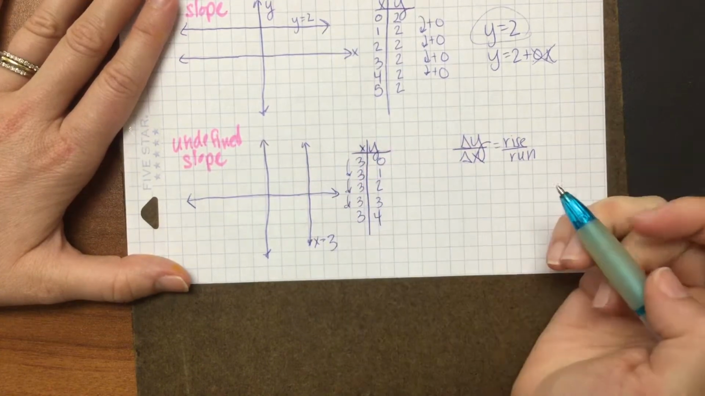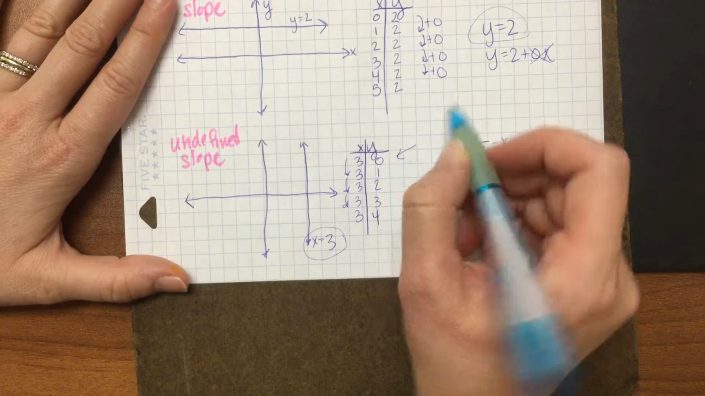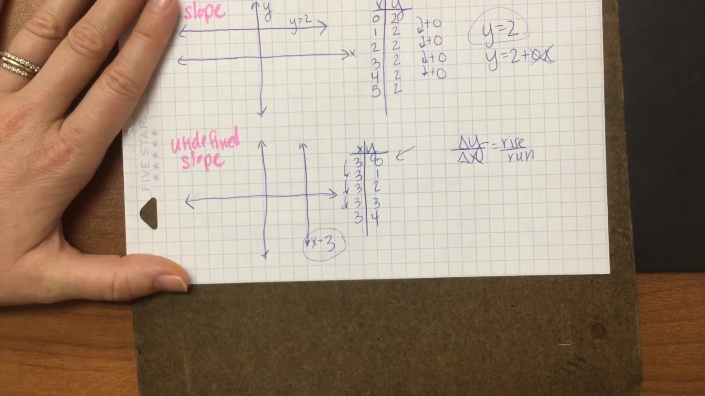X equals 3. This is what the equation looks like, this is what the table looks like, and this is what the graph of an undefined slope looks like.